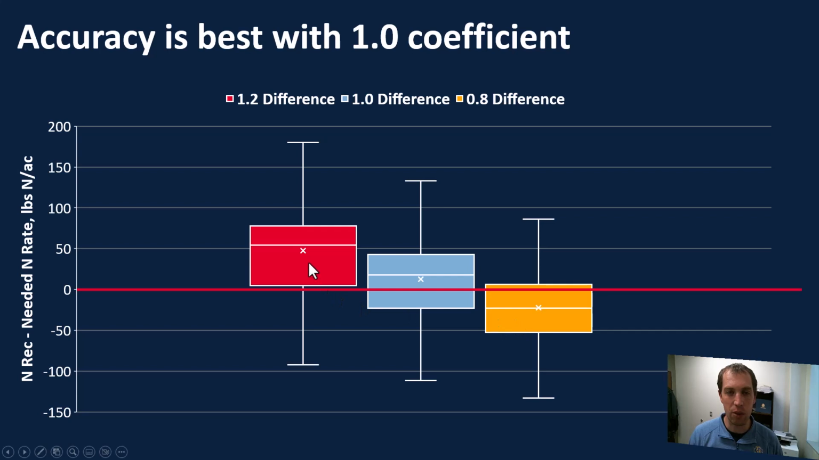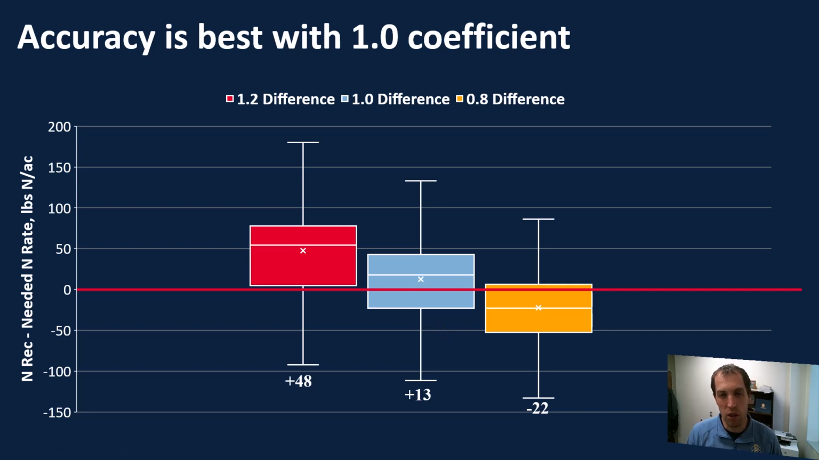We can see as we go from 1.2 to 1.0 to 0.8 that we're actually going from a positive 48 overestimation to a positive 13 overestimation to a negative 22 underestimation. And this blue box, representing 50% of the data that we're looking at, is more evenly distributed around 0 compared to that 1.2 and 0.8. Showing us the 1.0 will give us the most accurate recommendations on average.